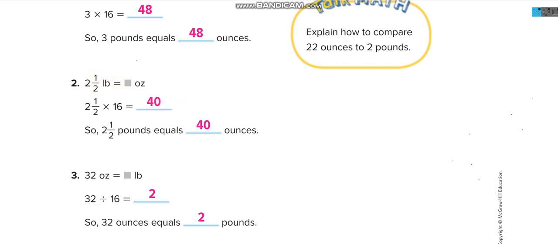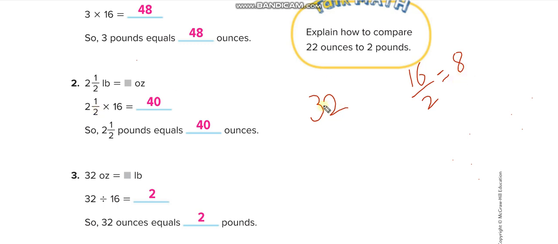Let me show you here. 2 times 16, it is 32, okay? This is for the whole number. Now this one, half. If 1 pound is 16 ounces, how much is half a pound? Or you can divide it by 2. 16 divided by 2, that is 8. Or you can do it mentally. If 1 pound is 16 ounces, half a pound is 8 ounces.